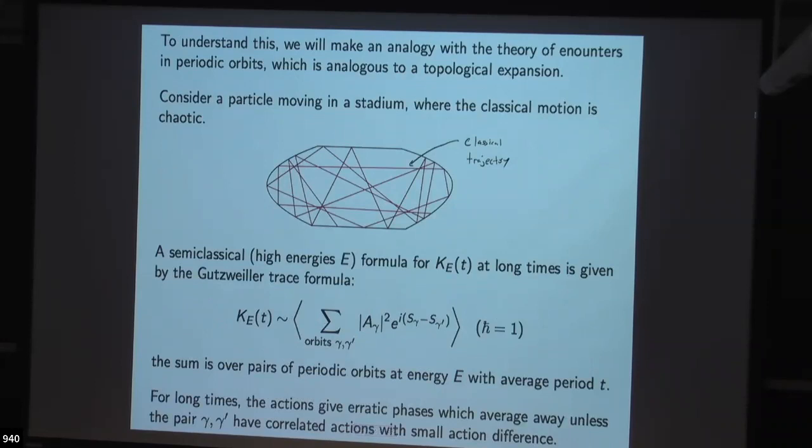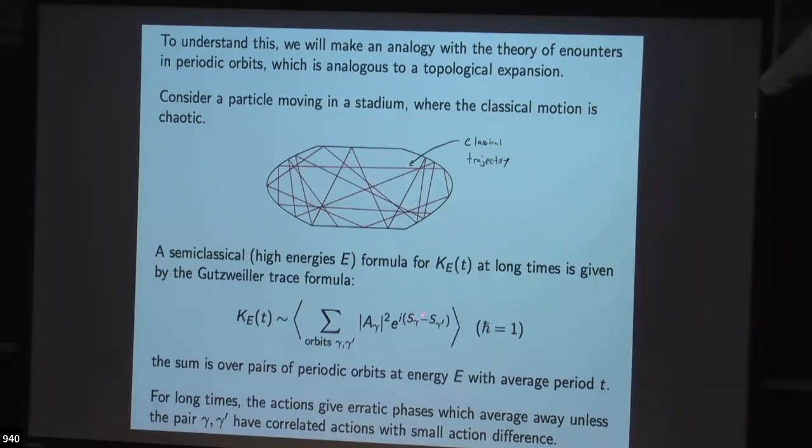But rather than study this first in JT gravity, let's talk about a very different looking system. This system is going to be chaotic billiards. So consider a particle moving in a stadium where the classical motion is chaotic. I've drawn a stadium, and here's a sample trajectory in red. For these sorts of systems, just a particle in a two-dimensional stadium, you can use a refinement of the path integral to write a formula for K_E. It's called the Gutzwiller trace formula. What it is: we take a sum over orbits gamma for one copy of the system, and orbits gamma prime for the other copy of the system.